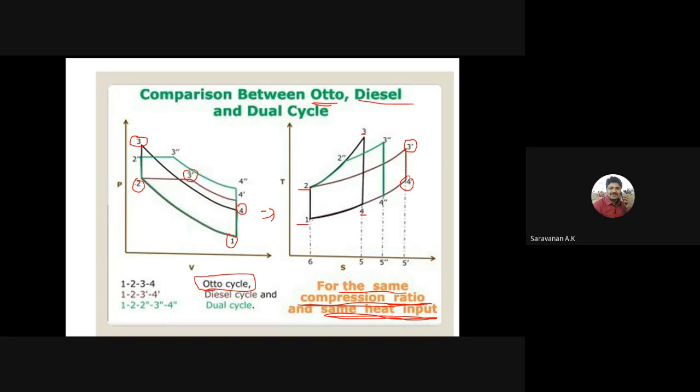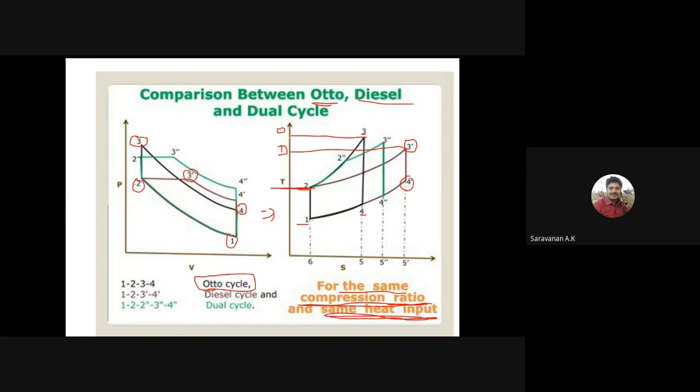Comparing the Otto cycle and the diesel cycle in this TS diagram, which one has the larger temperature difference in the heat addition process? In the Otto cycle there is T3, and in the diesel cycle there is T3 dash. Point 2 is the same. Which one has the larger difference, the Otto cycle or the diesel cycle? Otto cycle, sir. The Otto cycle temperature is higher.